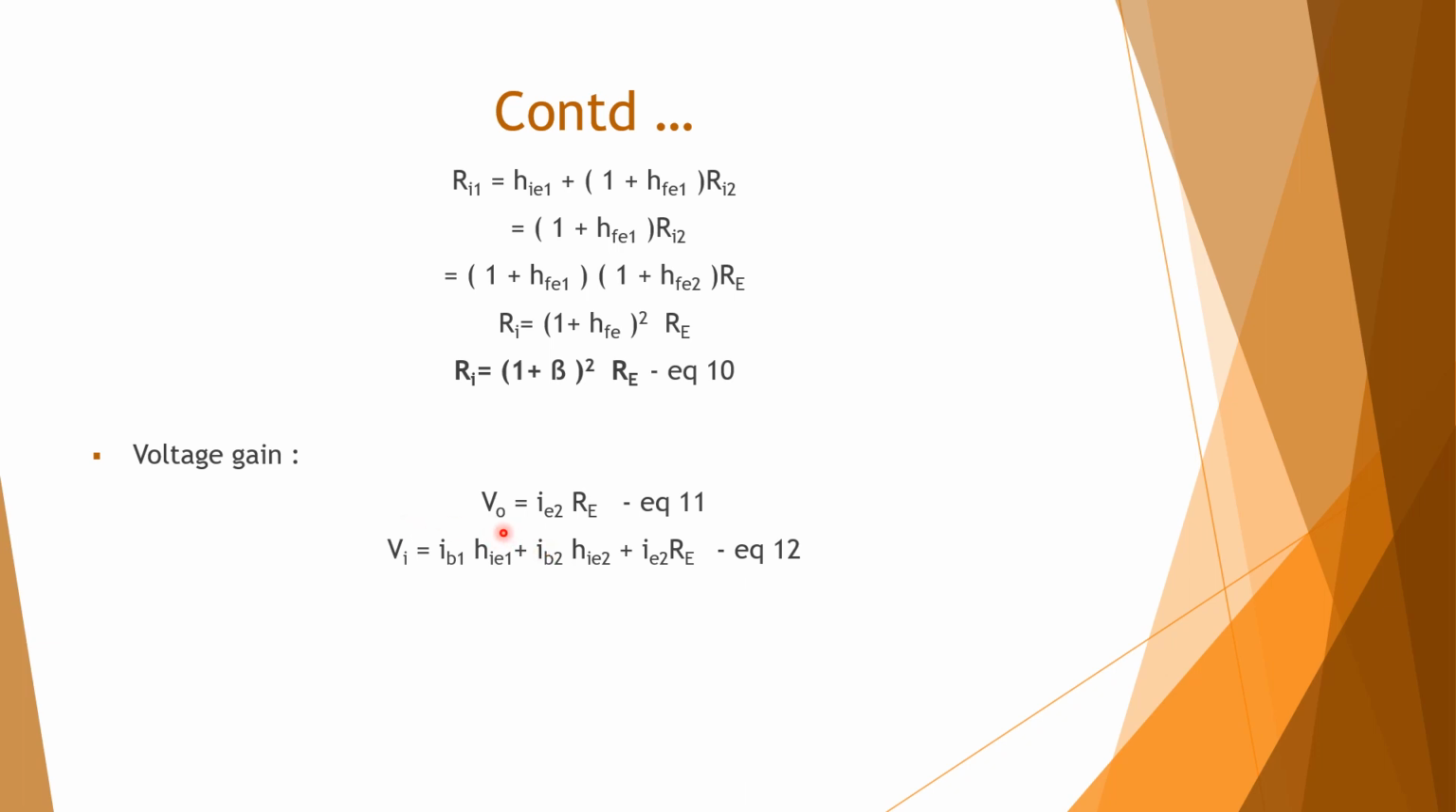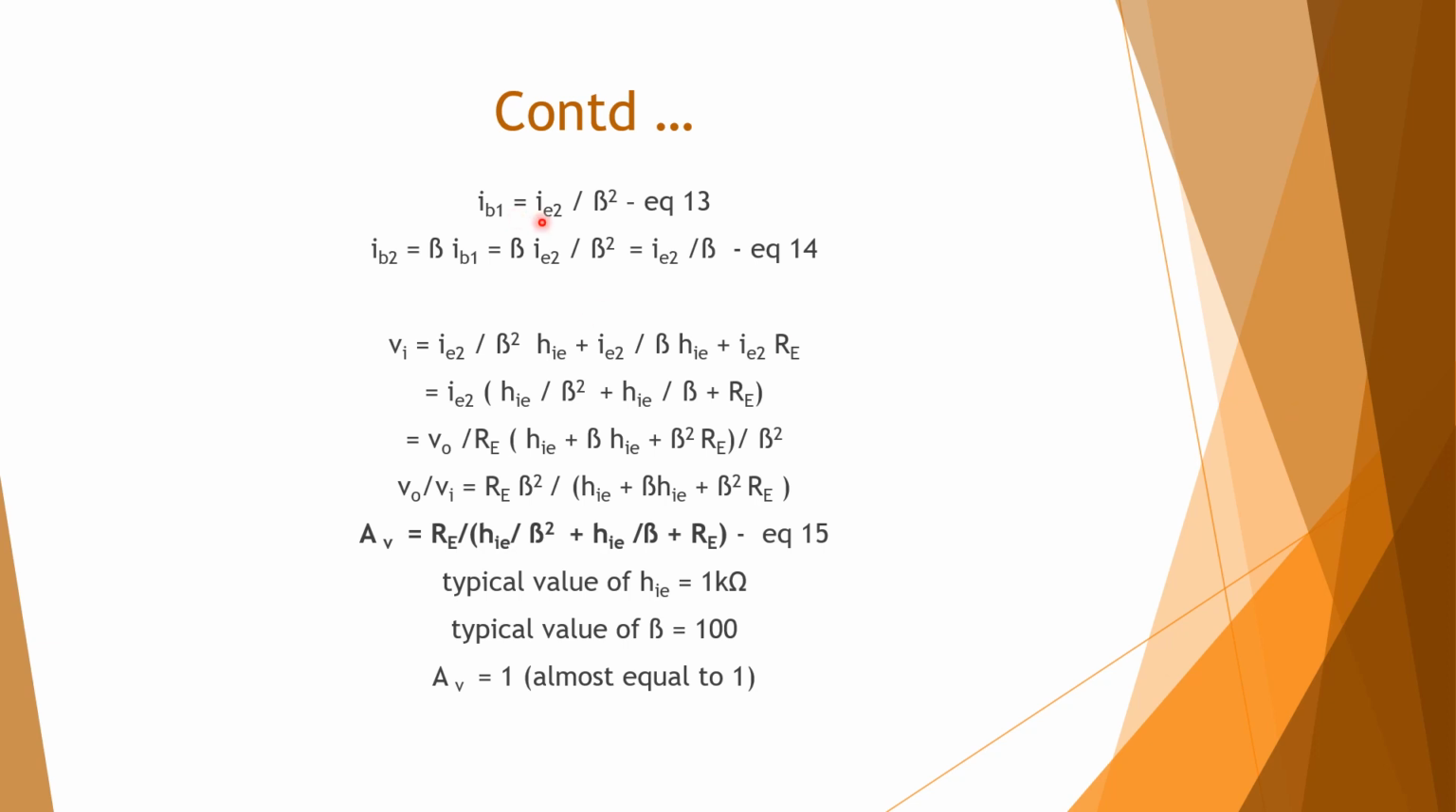Vo equal to, the method is first calculate Vo, that is IE2 into Re, and then calculate VA. VA is equal to IB1 into Hie1. You can use the KVL equation. From KVL you can write it like this: IB1 into Hie1, IB2 into Hie2 plus IE2 into Re, and substituting the values, IB1 equal to IE2 by beta square and IB2 equal to beta into IB1. You can write IE2 by beta like this, and substituting here we get this.